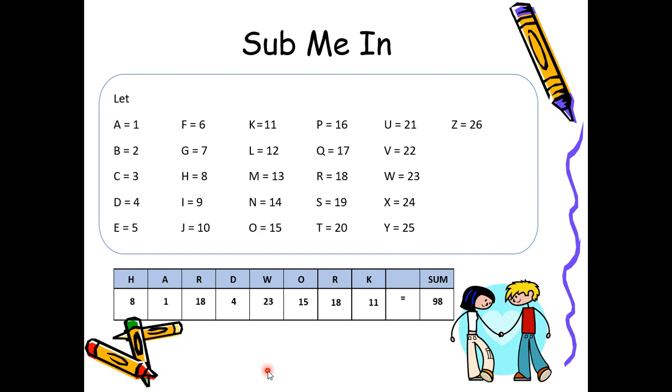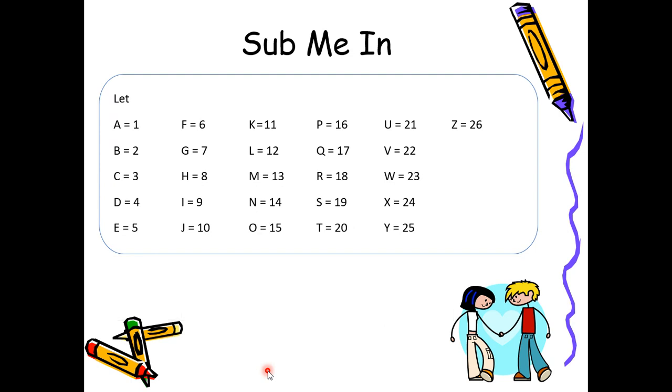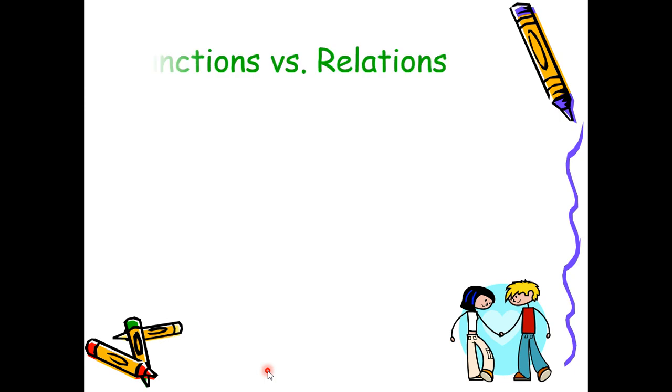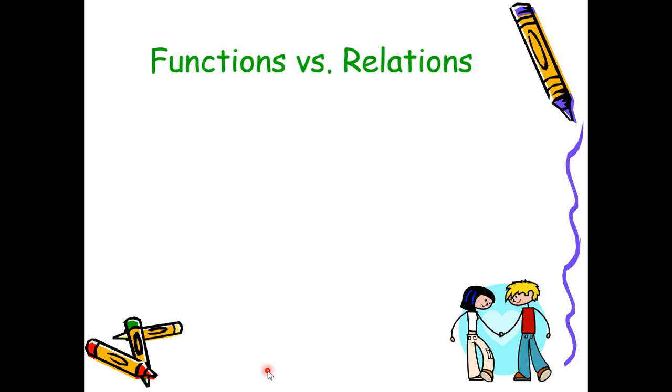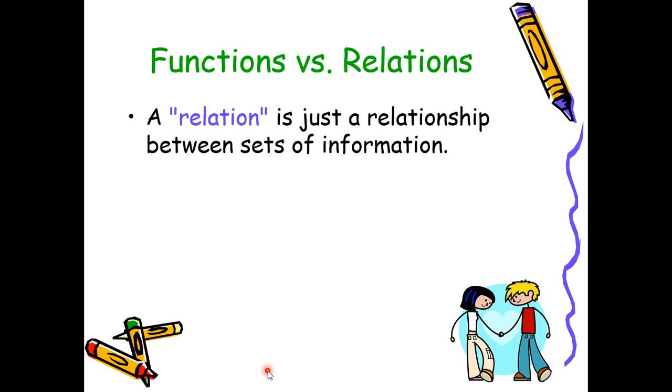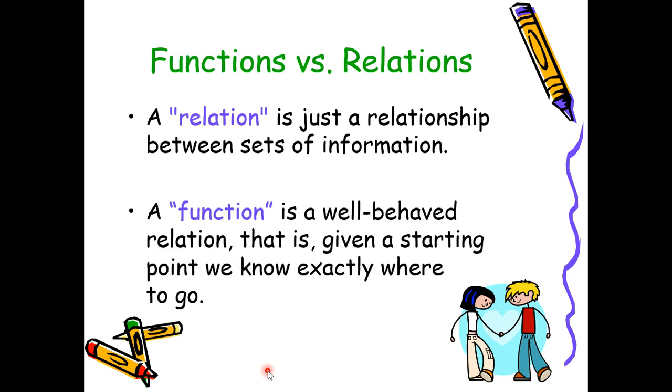Pero bago tayo dun pumunta, I'm going to discuss to you first what is a function and what is a relation. Ito kasing dalawa po is magkasama. Pag sinabi nating relation, this is the relationship between two sets of information. While the function, this is the well-behaved relation that, given a starting point, we know exactly where to go. Para siyang machine mga anak na kapag naglagay tayo ng input or data, magkakaroon po tayo ng output.